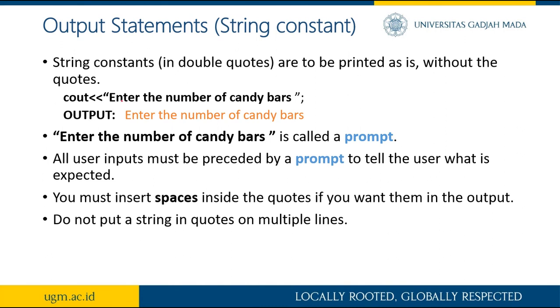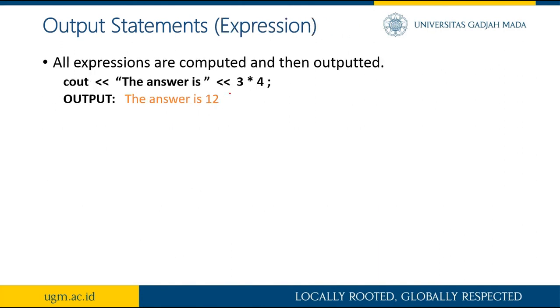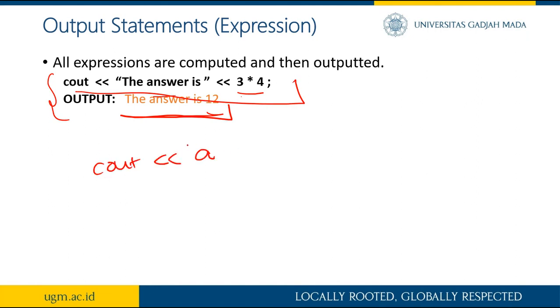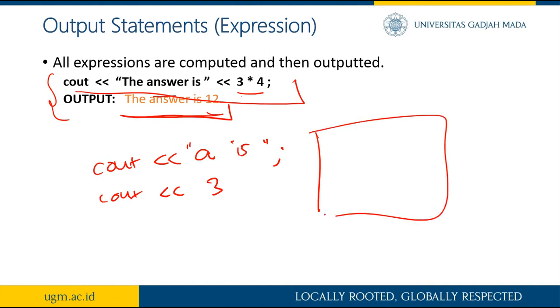This is another example. Cout enter the numbers, and then we have to save it in our program, so we use cin. This is another example: the answer is 12, because it is in a single line. But if you do cout A is, for example, and then cout 3, then the result will be A is 3.